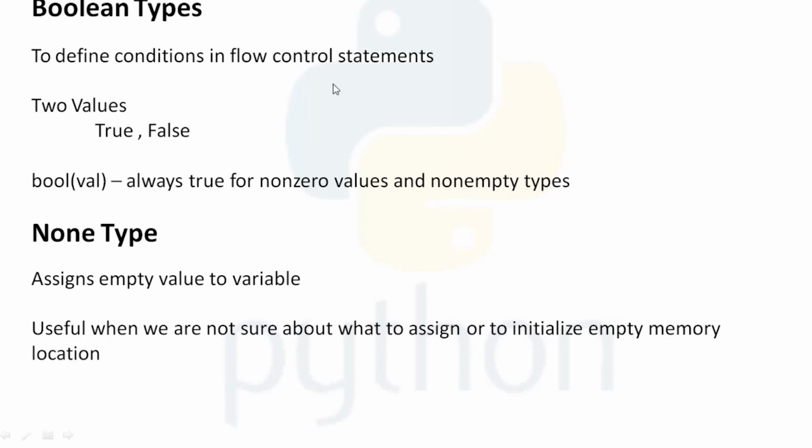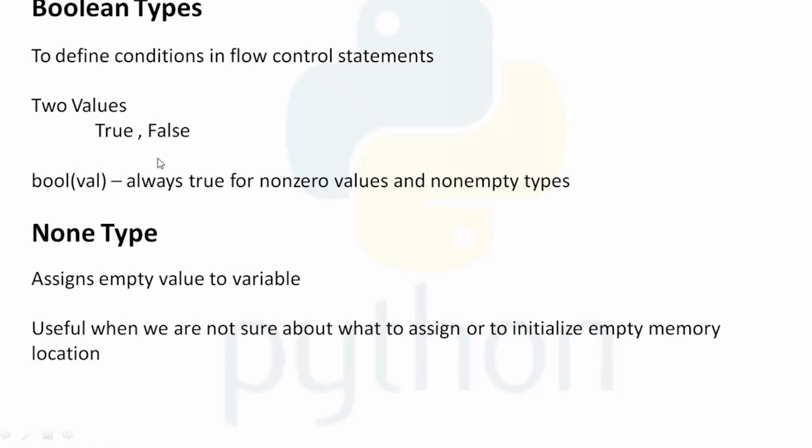We have these flow control statements, right? If else statements and while statements. When using those statements, this will become very handy. We can define conditions within flow control statements using true and false. And if you see bool, it is always true. This bool is nothing but Boolean. Bool of zero will be false and anything apart from zero will be true.